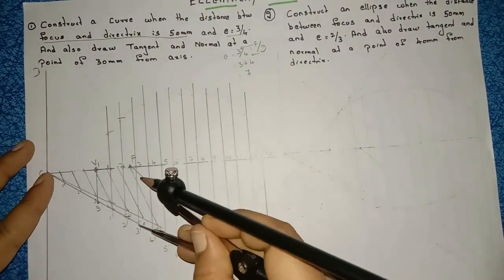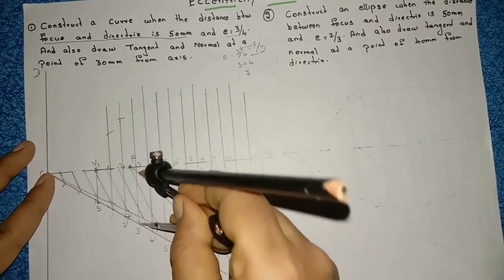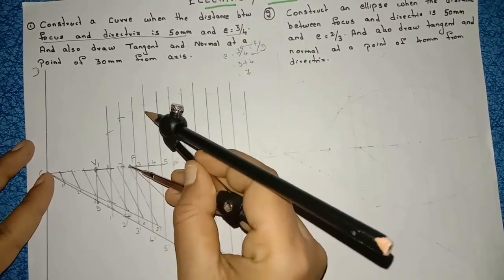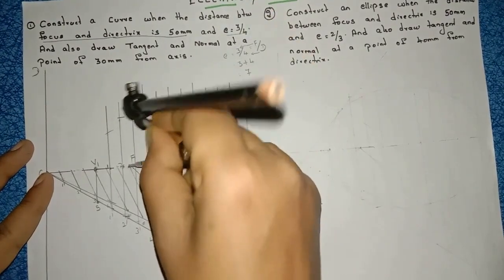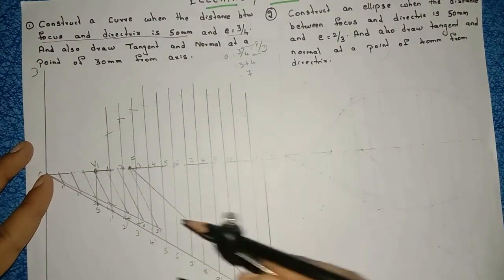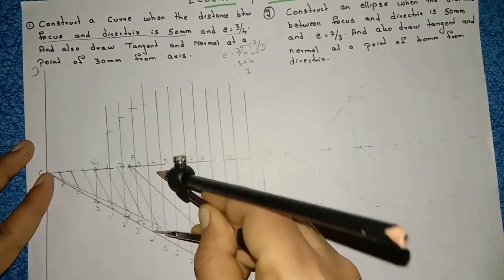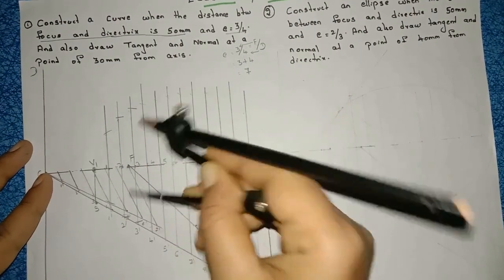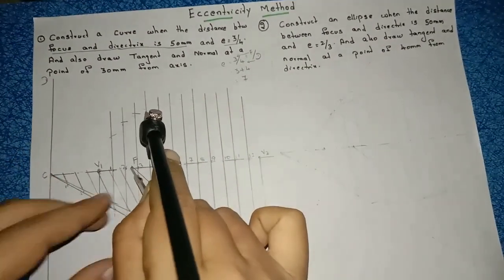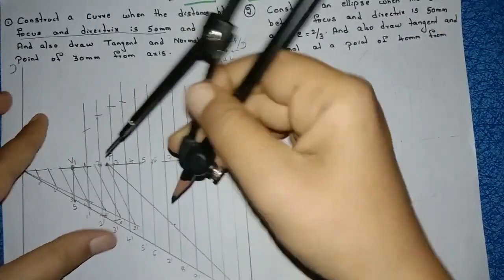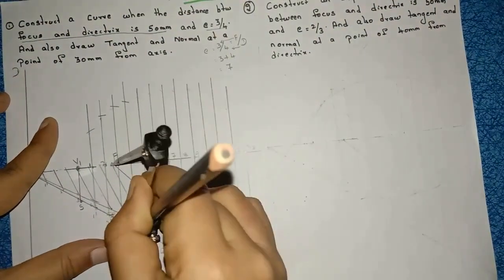In a similar manner, 3 dash as radius, F as center. Draw the arc above and below on the third line. Next 4 dash as radius, F as center, always F is the common one. Draw the arc on the fourth line, above and below.